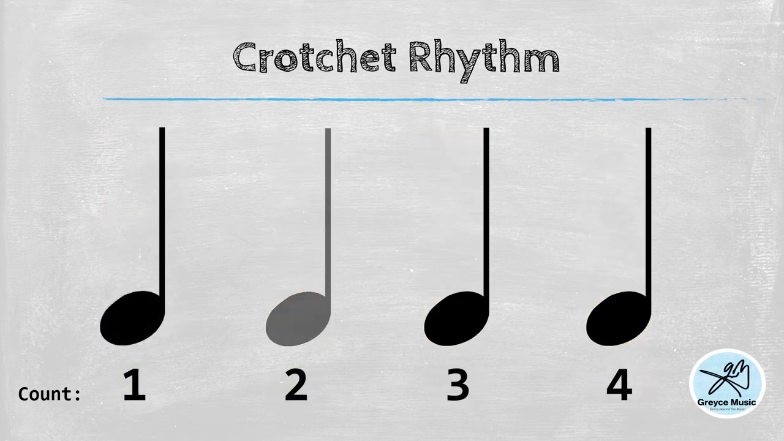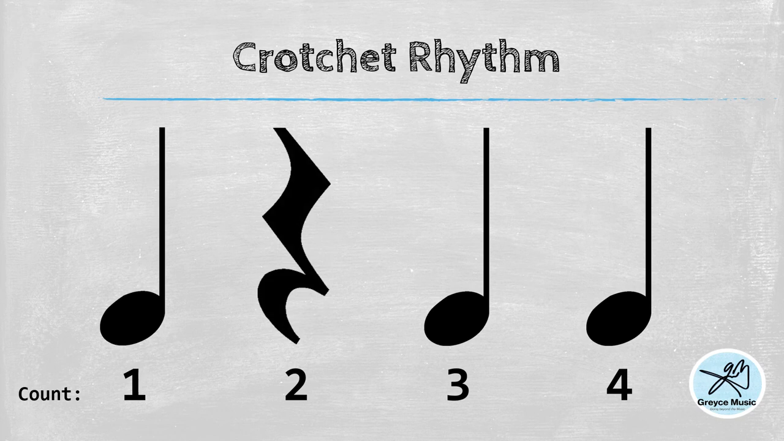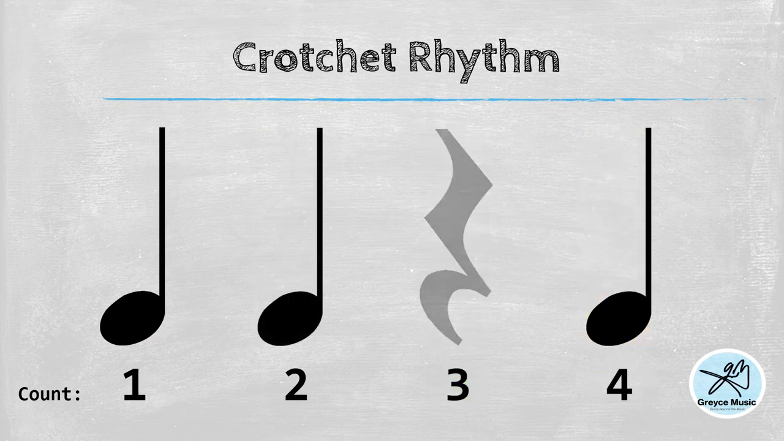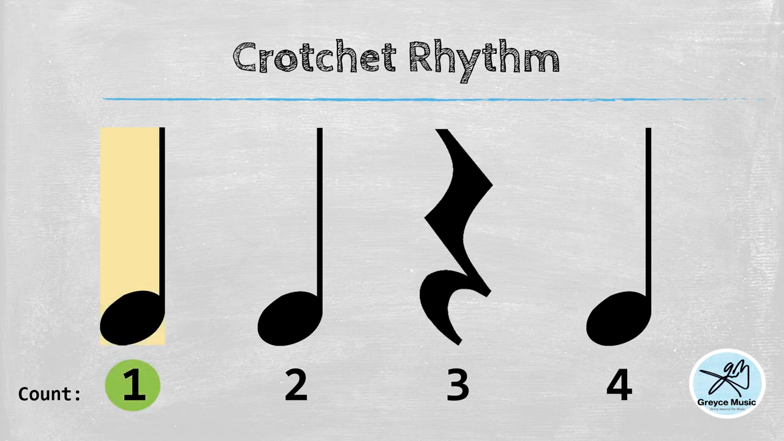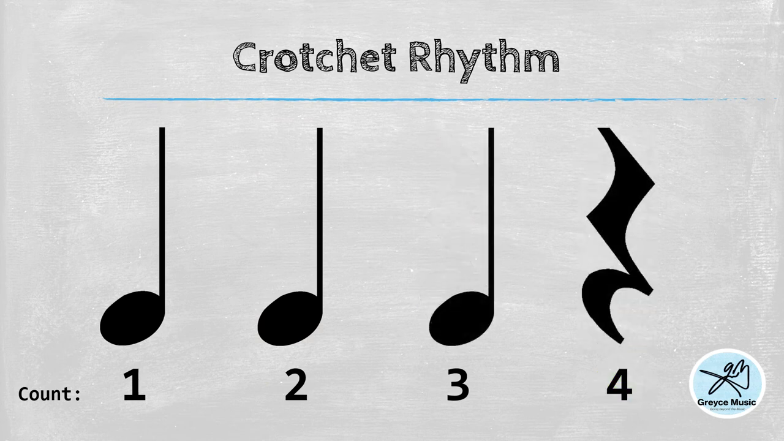1, 2, 3, 4. Or if I replace the second crotchet note with a crotchet note rest? 1, 2, 3, 4. What about replacing the third crotchet note with a crotchet note rest? 1, 2, 3, 4. And finally, if I were to replace the fourth crotchet note with a crotchet note rest. 1, 2, 3, 4. Could you hear the different placements of each of the silences?